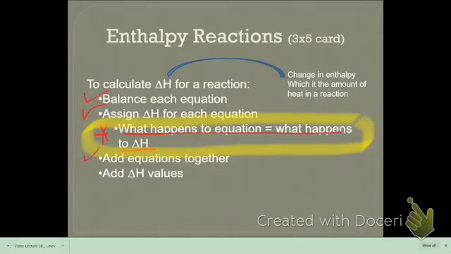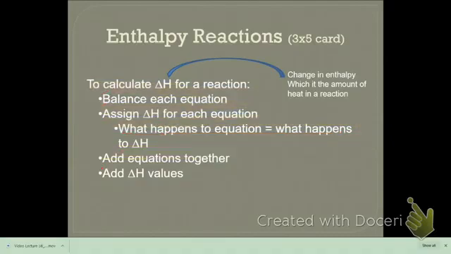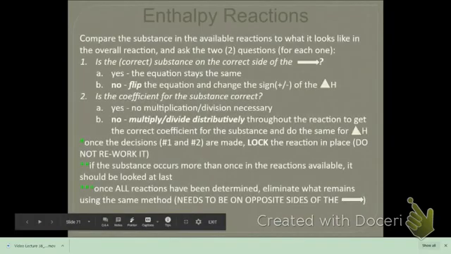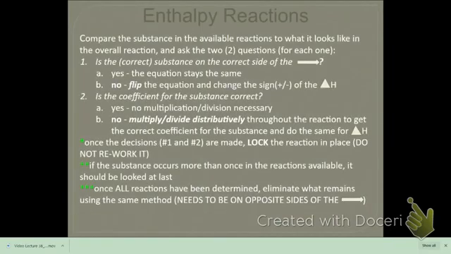Finally, we're going to add the equations together, and then we're going to add the delta H values. But you need to make sure you know that you have to balance each equation. That's a huge, huge thing. You cannot just go into there without balancing. Once you have the equations balanced, then keeping in mind that what happens to one equation happens to the delta H, then you can look at the rules. What do you mean by rules? Well, these are rules. I would strongly suggest that you take a picture of this slide, write it down, or some way keep it in your records.